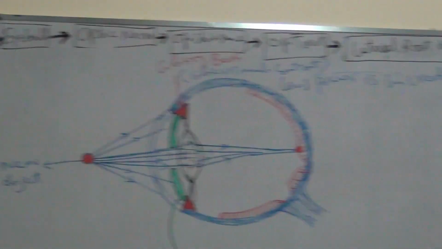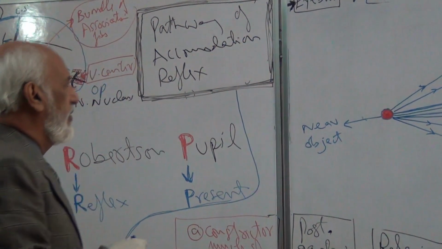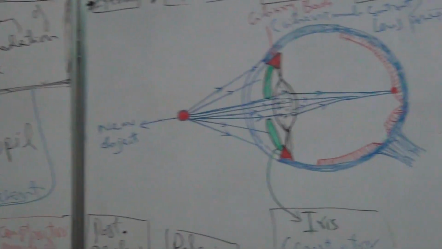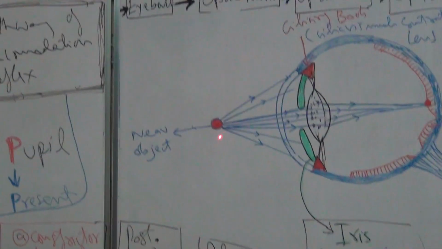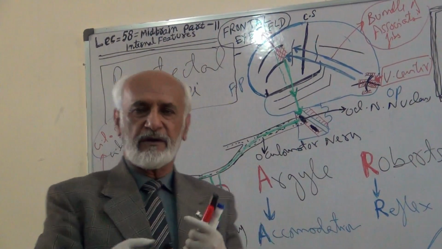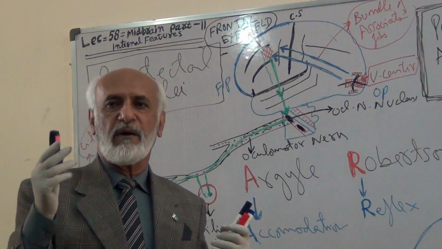The image is then made erect by the brain. So this is the accommodation reflex pathway. And what is the accommodation reflex? To see a near object, not a far object. The rays coming from a far object are parallel, but the rays coming from a near object are divergent. So to focus divergent rays on the retina, we need a more powerful lens.